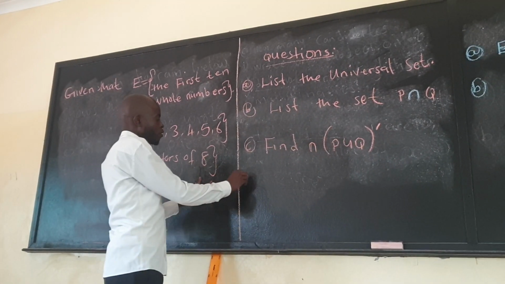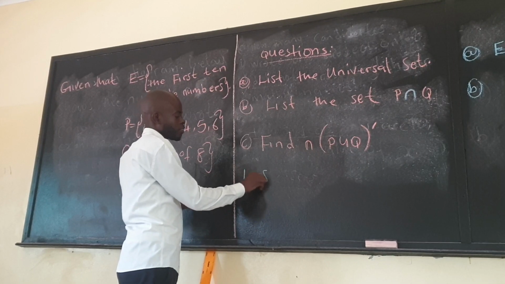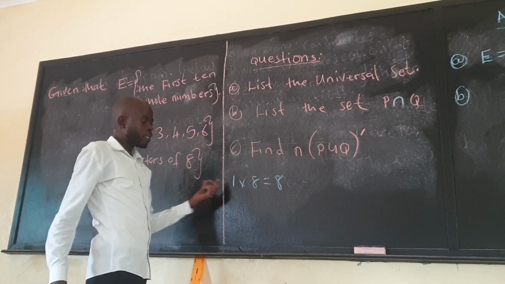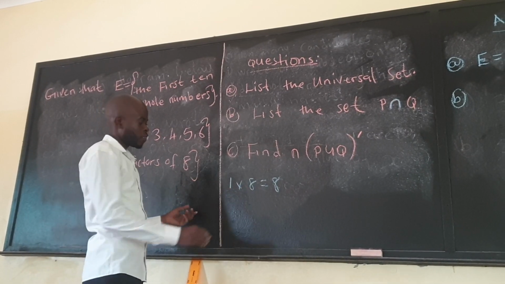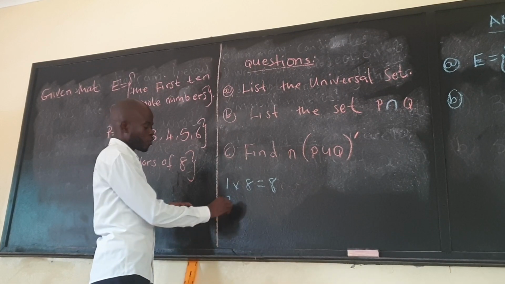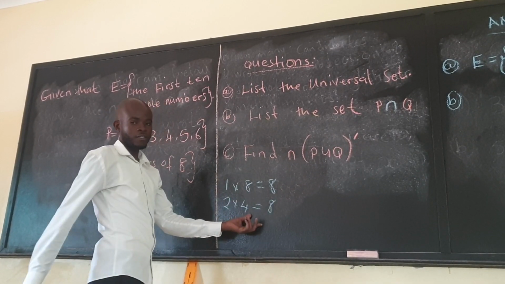For example, we have 1. 1 times 8, the answer is 8, meaning that 1 qualifies to be a factor of 8. We have 2. 2 when multiplied by 4, the answer is what? 8.